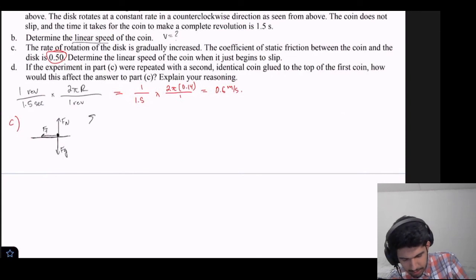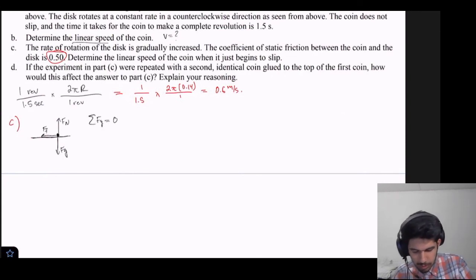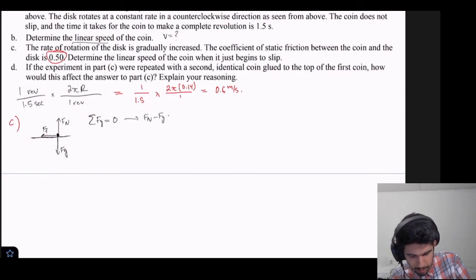So now let's sum the forces in certain directions. Let's do the y direction. So not accelerating in this direction. So the sum of the forces should be 0. This tells us Fn minus Fg equals 0. And more importantly, Fn equals Fg, which is mg.